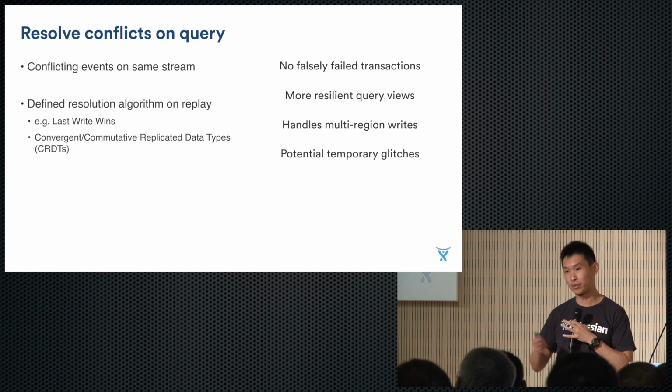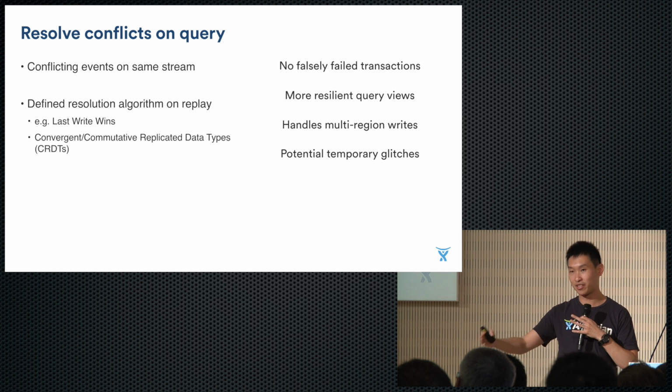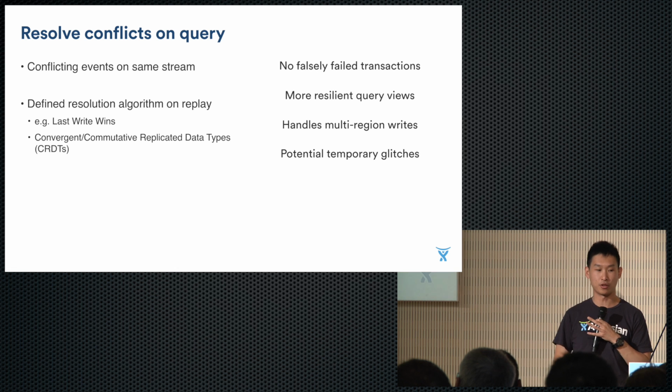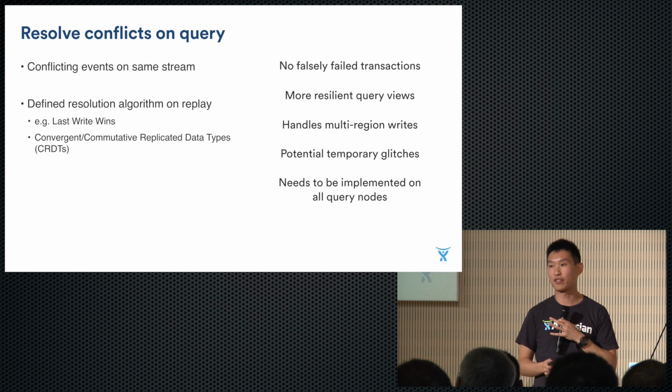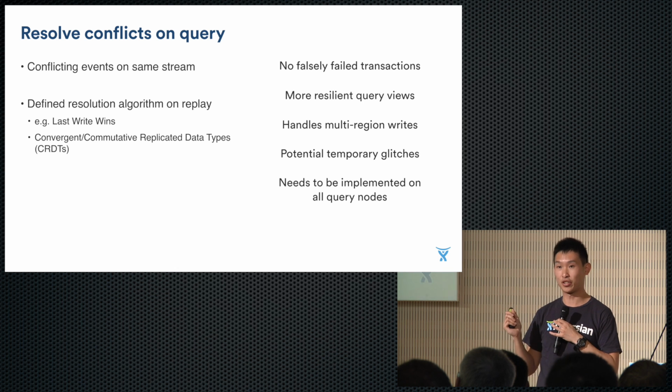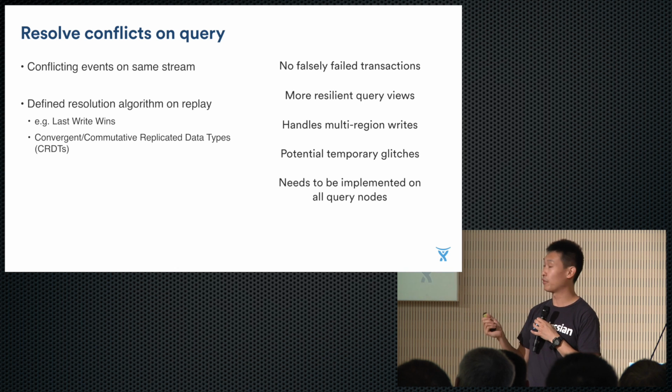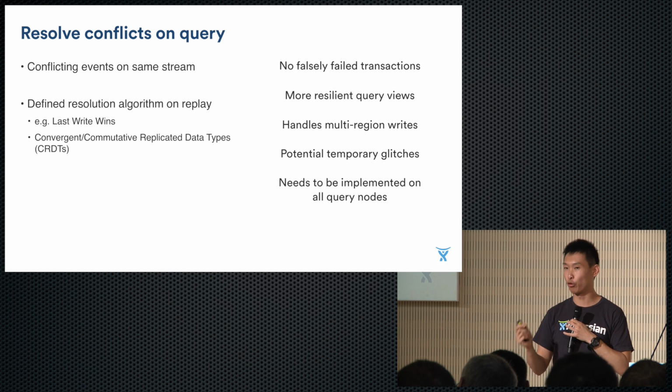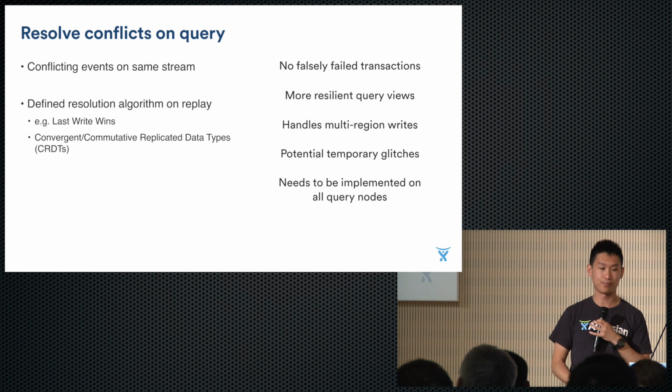Obviously, there are potential glitches, because during that resolution process, you might have different answers between different nodes. And I guess the biggest kicker for us, which is why we haven't really looked at it too much yet, is that it requires all our query nodes to implement the same algorithm, right? And if you use CRDTs, it's not straightforward yet. It will eventually get there, but it's not straightforward yet.